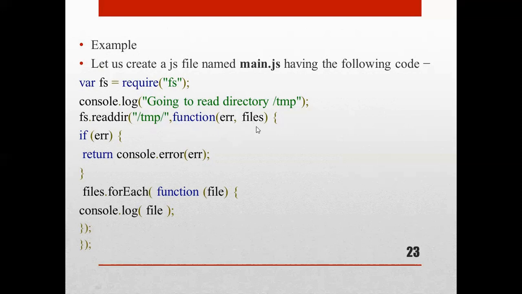Here files means it will check the files within that directory. Then if there is any error, return that error. Otherwise, after reading the directory, print the files. Here files.forEach, for each file, it will write a function.